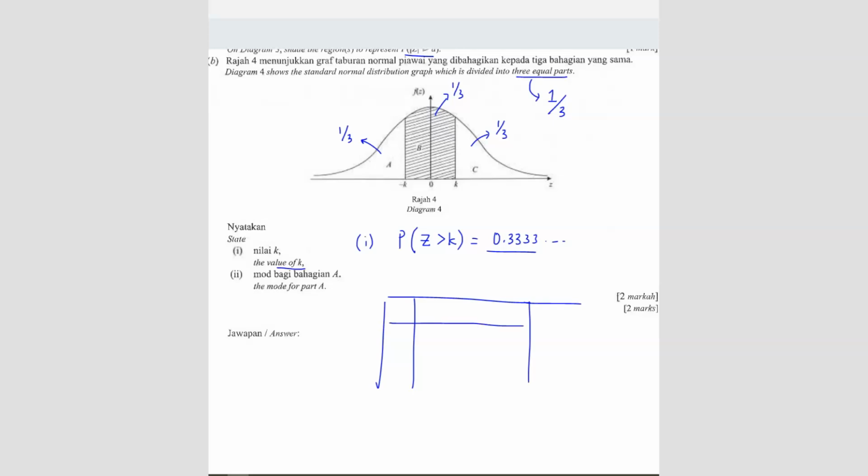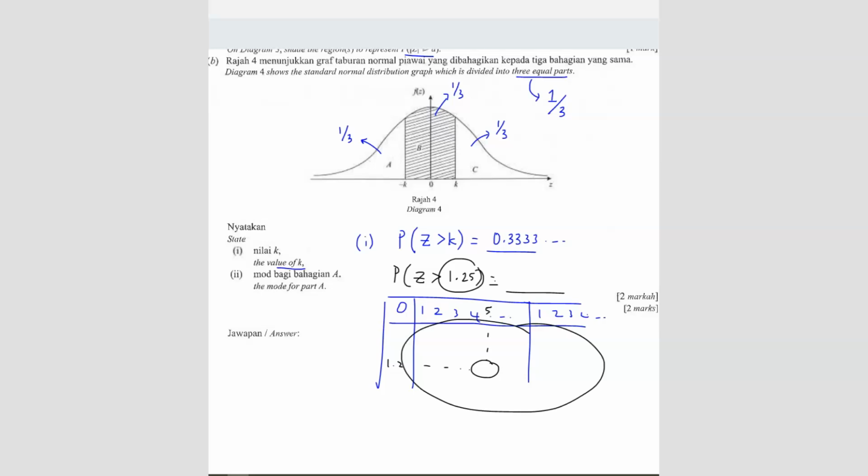Let me draw the table for you. Let's say the table is like this: 0, 1, 2, 3, 4, and then 1, 2, 3, 4. Usually, when I tell you Z is more than, let's say, 1.25, we find 1.2 here and then 5 here, then find where the number is. This number is the answer. But now in this question you are given this and you're required to find k. So you have to find 0.333 in the table before you find the value to get k. It's a reverse process.